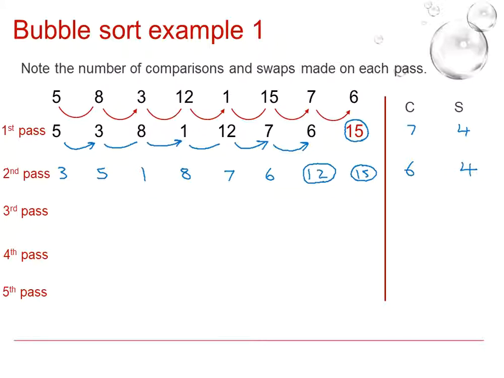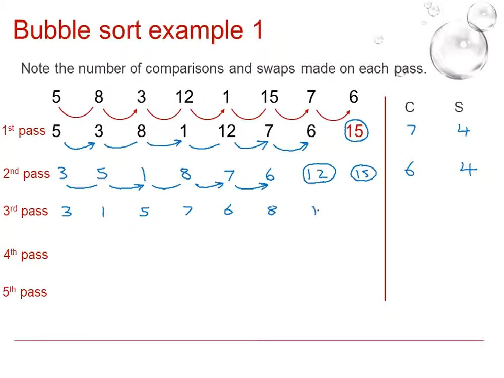So we now repeat the process looking at the numbers from 3 to 6. Compare 3 with 5, don't need to swap. Compare 5 with 1, we need to swap, so there's the 1. Comparing 5 with 8, 5 stays where it is. Comparing 8 with 7, we would need to swap. 8 is in this position now, so comparing 8 with 6 would also swap.